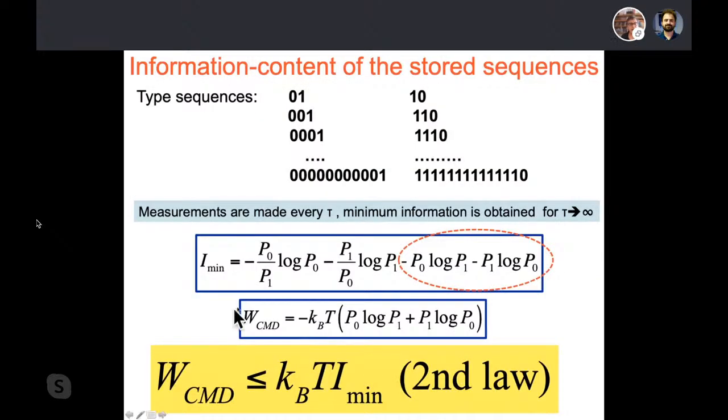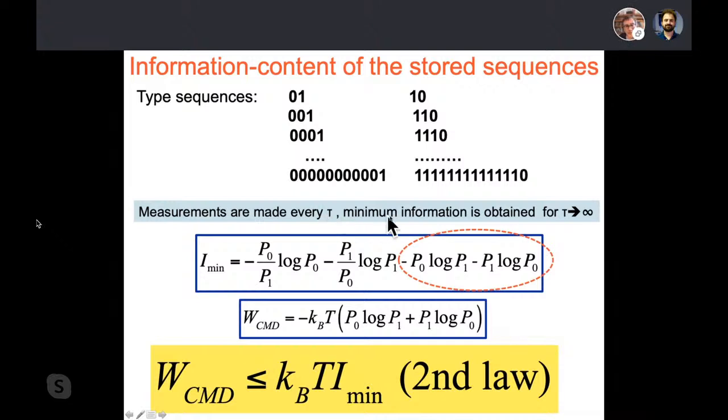Now, it turns out that you can calculate theoretically the information content of these sequences, multiple types of sequences of these bits. And you see what happens. The information content depends on how frequent my measurements are. And actually, if you make your measurement continuous in time, you make this quantity diverge, because there is a divergence of the information content, which goes like the logarithm of the time between consecutive measurements.